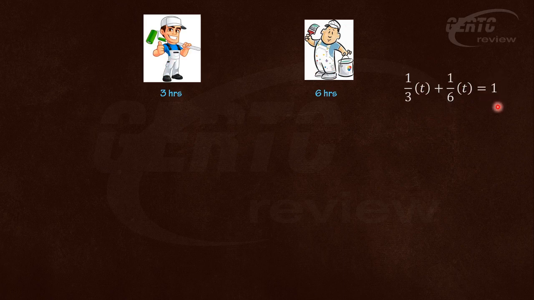Pag sosolvin mo yung T diyan, lalabas T is equal to 2 hours. 1/3 plus 1/6 kasi is 1/2. Na? 1/3 plus 1/6 is 1/2. Kaya pag cross multiply mo yan, 2 hours. Alright. Tingnan nyo ha. I will illustrate this example.